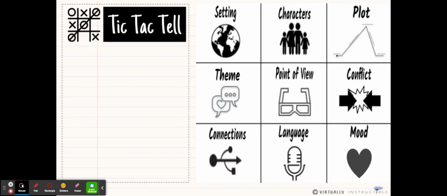Here's an example of how you could do it with a presentation. If students are doing a book talk, you could have the class mark off on their tic-tac-tell board. Instead of doing it X's and O's, they would just mark it off. And when they have 3 in a row, they could write a paragraph talking about the characters, the point of view, the language, or theme, point of view, conflict that the student who was giving the book talk mentioned. So this is a good way to kind of keep students engaged during class presentations that are done by their peers.